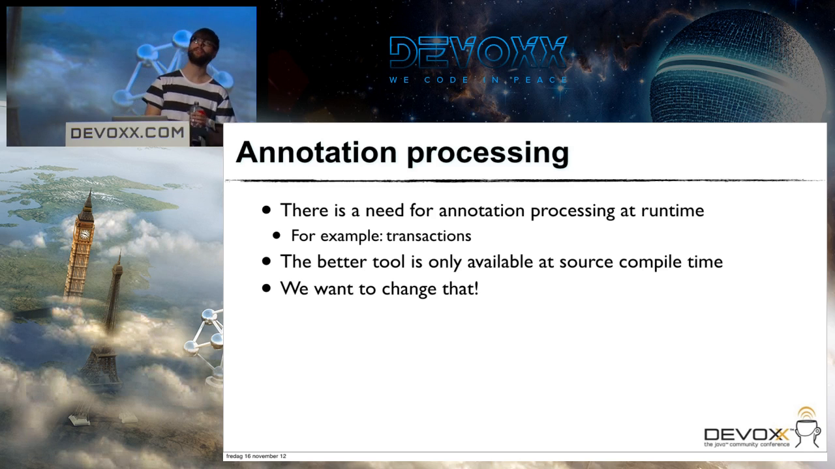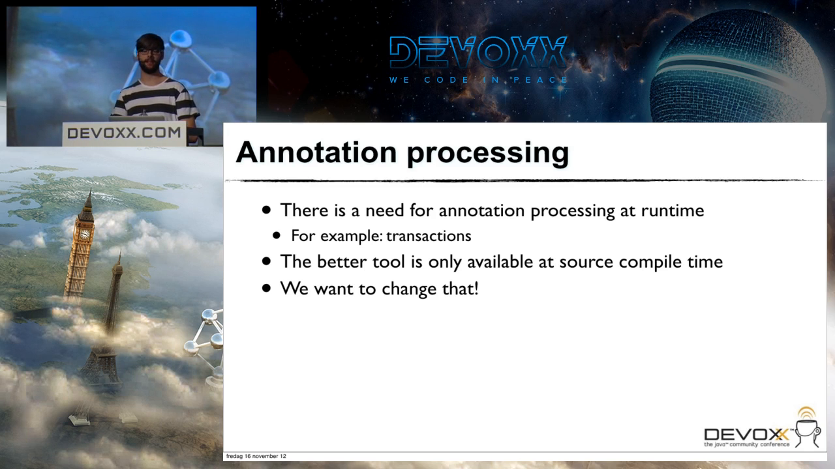So, we currently use this for annotation processing. Annotation processing is the key user of the language model API. And so the observation is that there is a need to do annotation processing at runtime. Take, for example, transactions. You don't know which container you're going to be running in. You don't know how that container is going to implement transactions. So the actual implementation of your transaction code needs to be done as annotation processing, and it needs to be done at runtime.